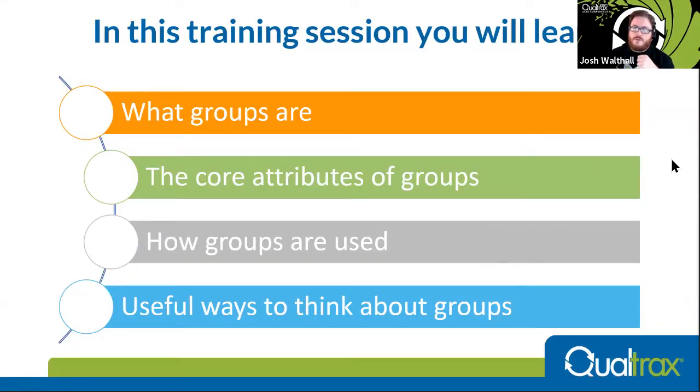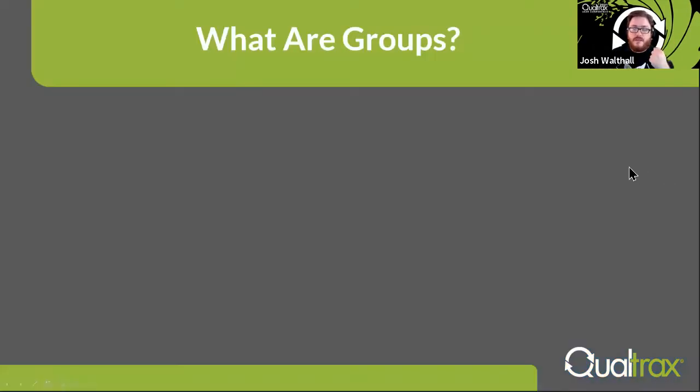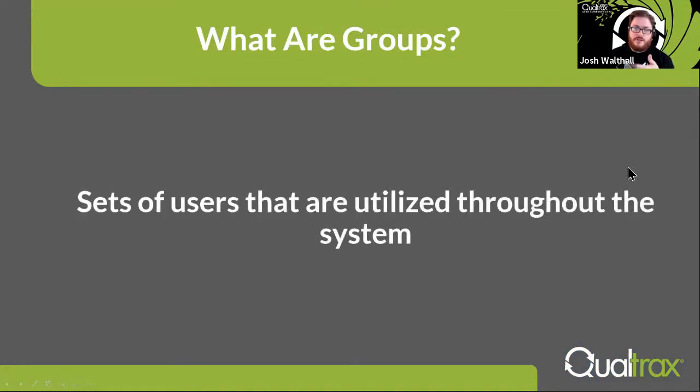So let's start with the basics. What are groups? Groups are just sets of users that are utilized throughout the system. That's the simplest explanation of them. Groups are just ways to group your users in different ways, and so you can then configure settings for those groups of users.